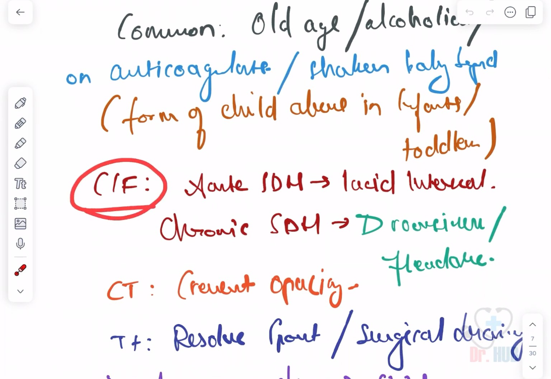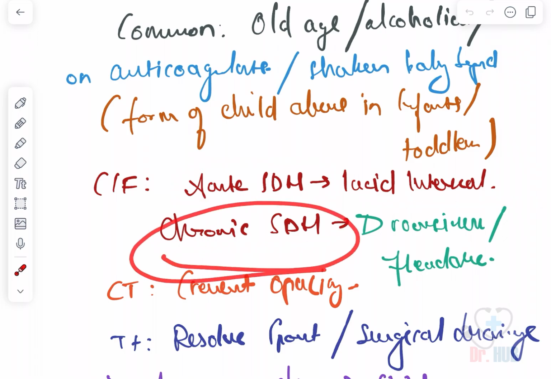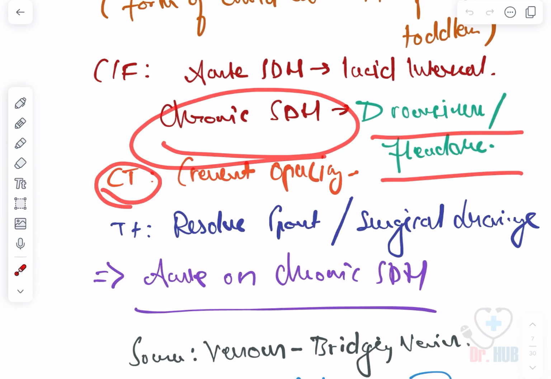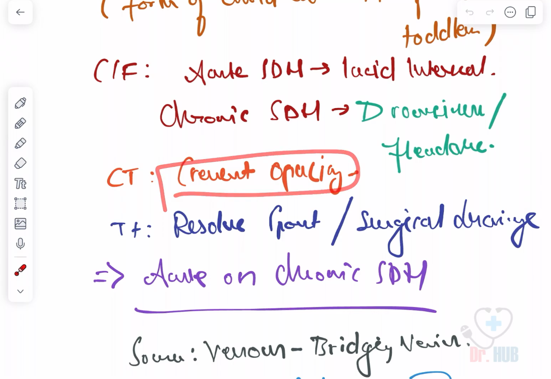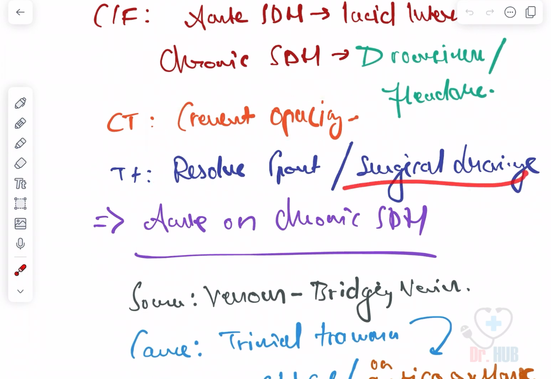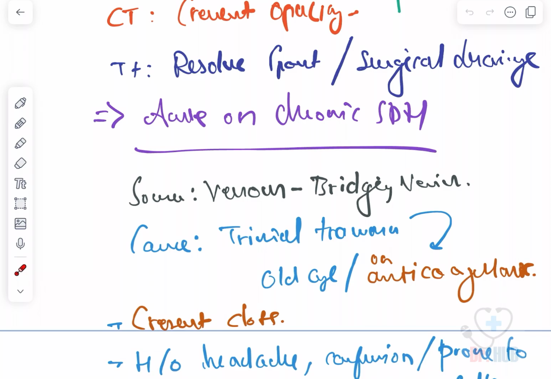Clinical features involve in case of acute SDH and the chronic SDH. Acute SDH involves the lucid interval, whereas the chronic SDH involves the drowsiness and the headache. Then looking at the CT, it involves the crescent shape which is seen. And now looking at the treatment, it resolves spontaneously, as well as there can be surgical drainage which can be performed. Next, we move on to the acute on the chronic SDH.